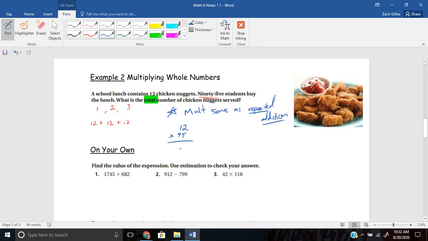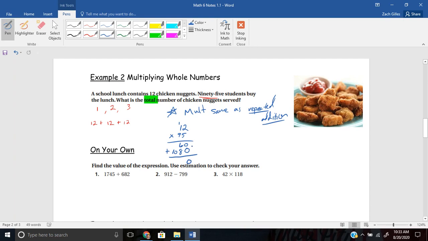Okay, so let's multiply here and see what we come up with. I'm just going to use our standard algorithm. So I'm going to take 5 times 2, which is 10, carry my 1, and 5 times 1 is 5, plus 1 is 6. Now remember, when I move to my next digit here, I need to add in a placeholder or a 0. And now I can multiply. I have 9 times 2, which is 18. Carry my 1. 9 times 1 is 9. Plus 1 is 10.